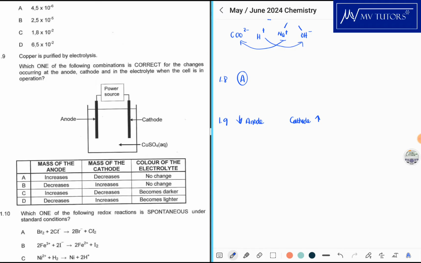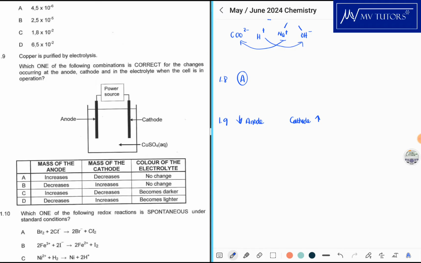Maybe if they use different electrodes, like maybe platinum, then yes, we would start to see the blue color. Yeah, you'll start seeing it changing. Okay, so basically the copper ions in there will just pretty much have the same concentration, so the electrolyte will remain unchanged.